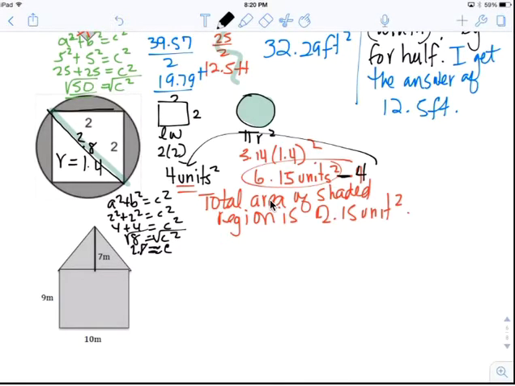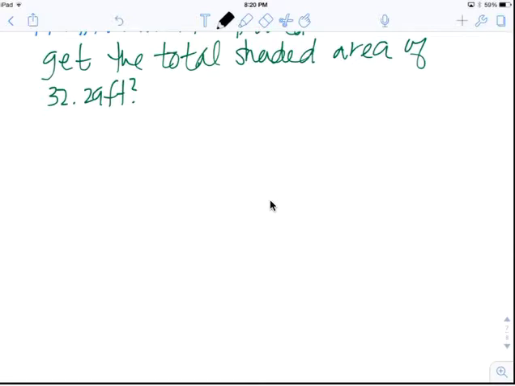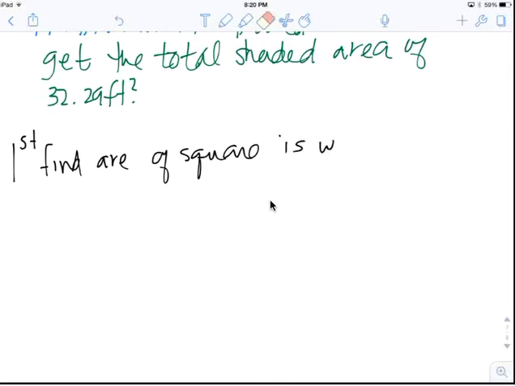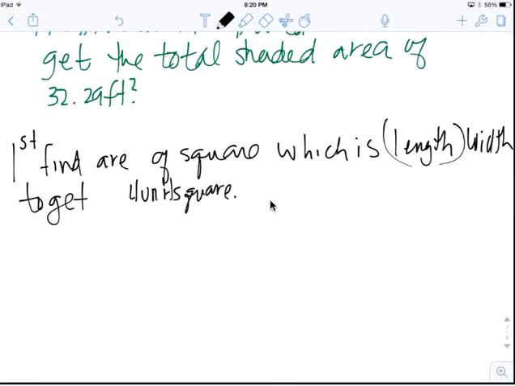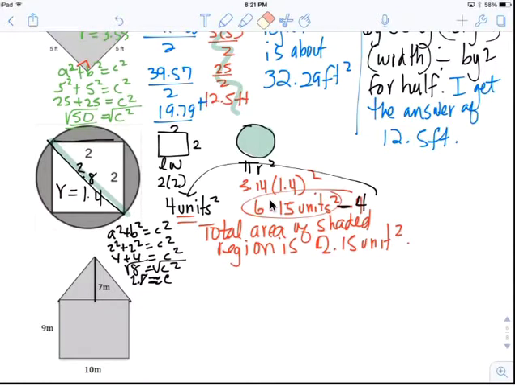Okay, you would explain, you find the area of the square first, which is 4, on another paper. First, find the area of the square, which is length times width, to get 4 units squared. Then find the area of the circle. Oh no, first we had to do the Pythagorean theorem. Then do the Pythagorean theorem to find the diameter of the circle.